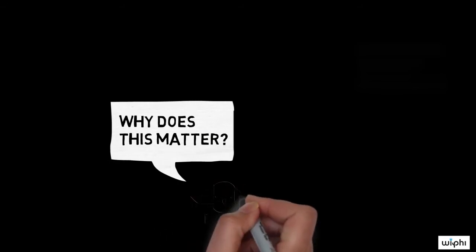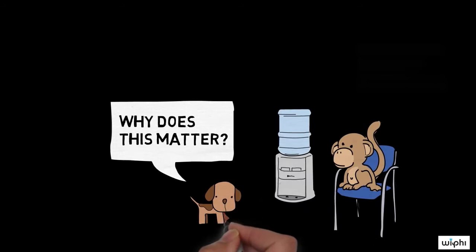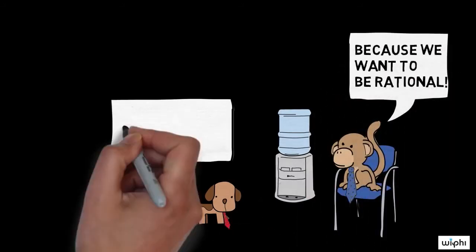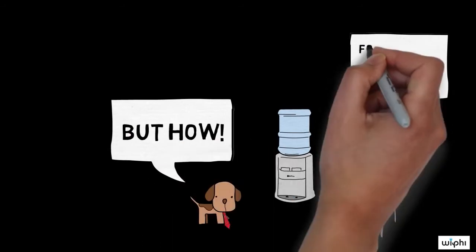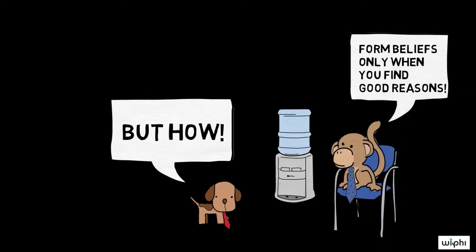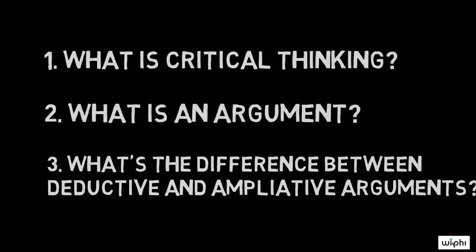So why does this matter? Well, the reason that critical thinking is important is because since we're rational, we want our beliefs to be true. Rational people want to have true beliefs, and they want not to have false beliefs. And the best way to be rational in this way is to form beliefs only when you find good reasons for them.